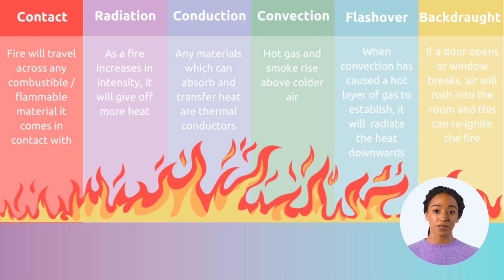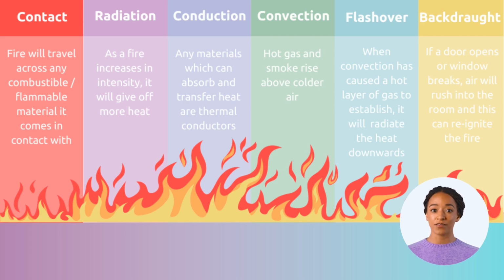Conduction. Any materials which can absorb and transfer heat, such as metals, are thermal conductors. Convection. Hot gas and smoke rise above colder air. Ceilings then trap and prevent it moving any higher, which then causes the heat to grow in intensity. The more intense, hot a fire is, the more chance there is of it spreading through radiation or conduction.